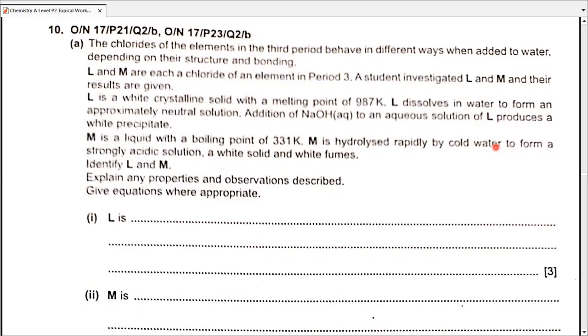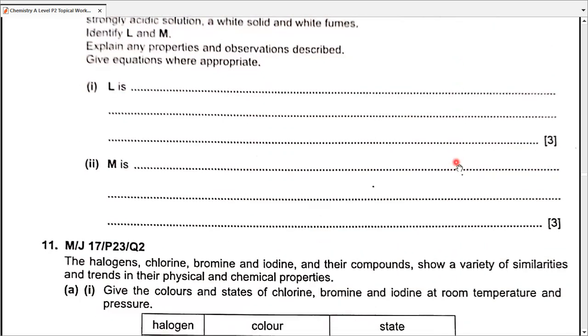Good. And then we can write the equation for the white precipitate. The white precipitate we were talking about previously was magnesium hydroxide in the previous one. All right, everything here is correct.